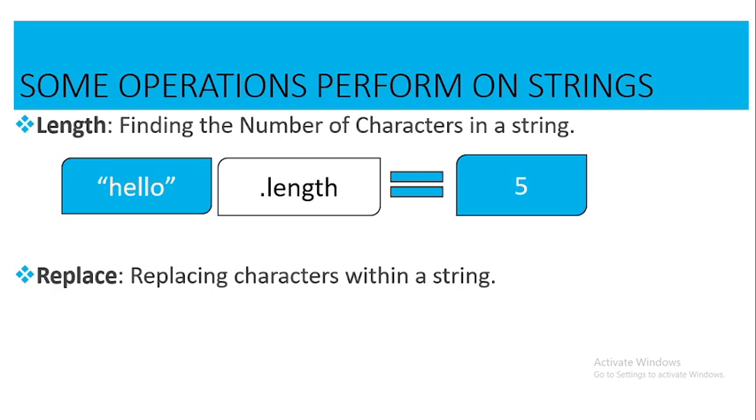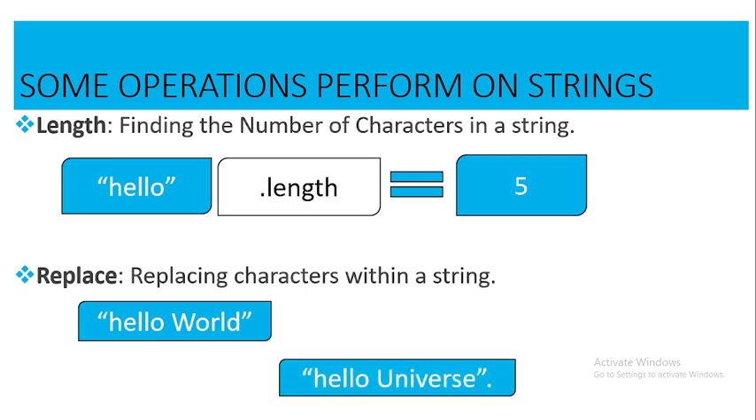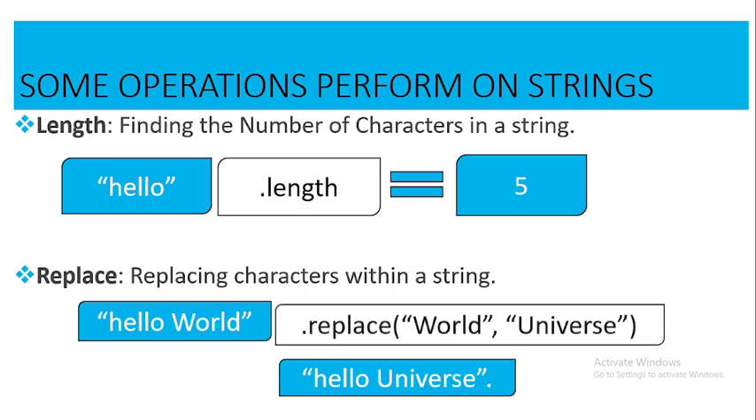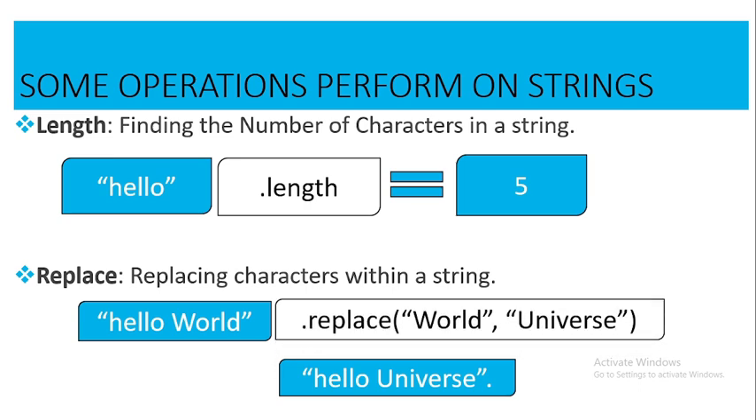Then we have another operation called replace, and the replace operation replaces characters within a string. Let's take this example. Maybe we have hello world, and we want to change hello world to hello universe. We can perform an operation called dot replace that will take the world and replace it with universe, and give us our result, hello universe.